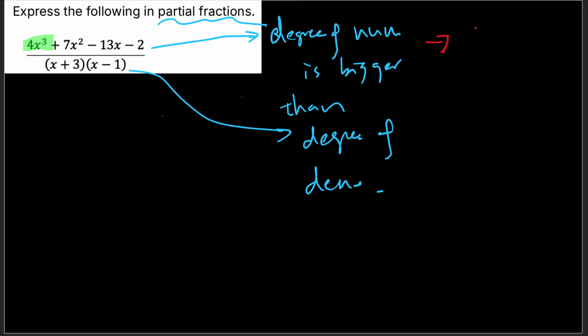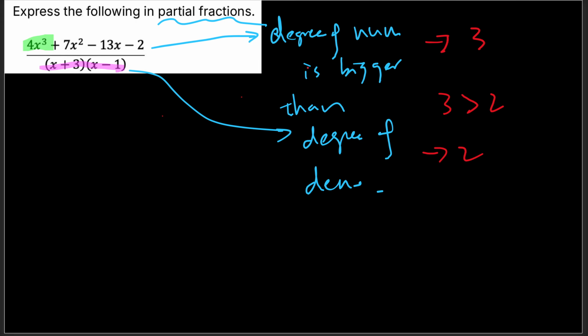And for the degree of your denominator, if you expand the brackets out, you end up with degree 2. So therefore, the degree of the numerator is bigger than the degree of the denominator. 3 is bigger than 2, right? So therefore, you can't do your partial fraction straight away.